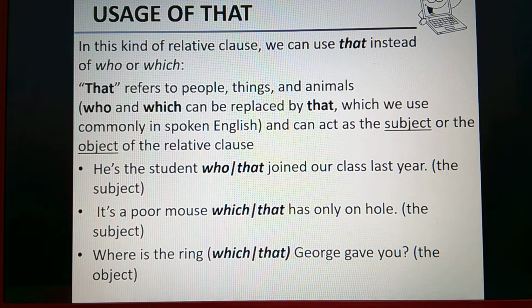It's a poor mouse which has only one hole. It is the subject as well. Where is the ring which George gave you? In this question, it is the object.